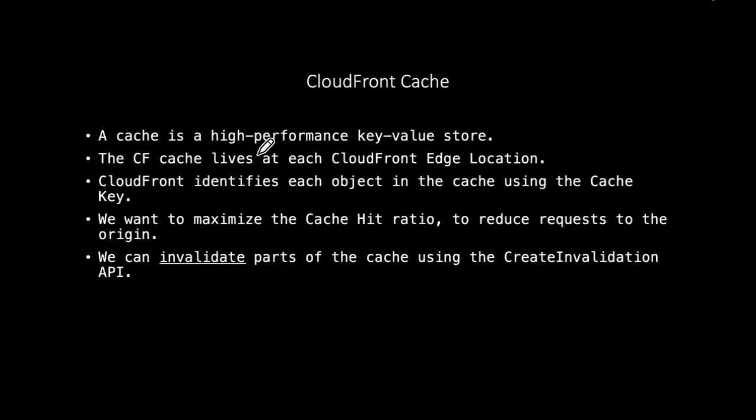Yeah, so CloudFront's POP servers, or edge location servers, their main role is caching. And we know what a cache is. It's a high performance key value store. The CloudFront cache, we say, lives at the edge location server, we know that. CloudFront identifies each object in the cache. Well, you know how caches work, right? The keys have to be unique, and they identify a particular asset from your website, be that an HTML page or an image or a CSS file or a JavaScript file.